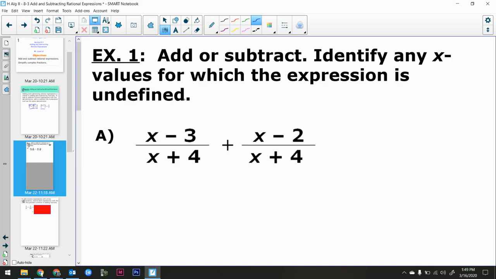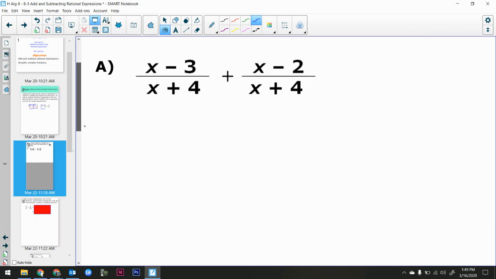All right. So for here, we have x plus 4 as our common denominator. Remember that it's always over x plus 4, or whatever the common denominator is. That does not change. It doesn't become like 2x plus 8 or anything like that. And then we just add together common parts. So x plus x is 2x. And then we have a -3 and a -2 to make a -5. And we simplify if we need to, but we don't need to here.